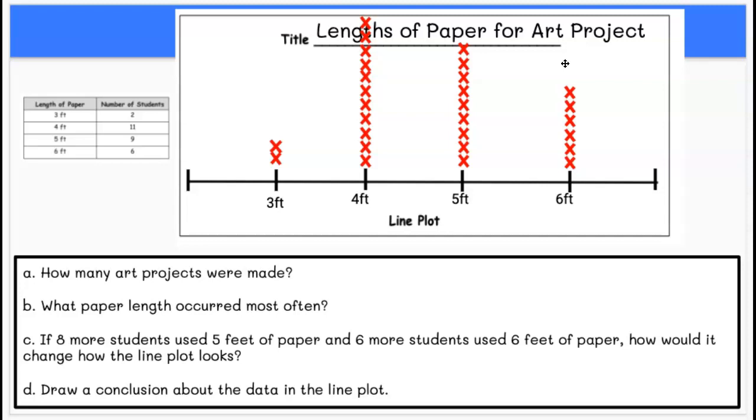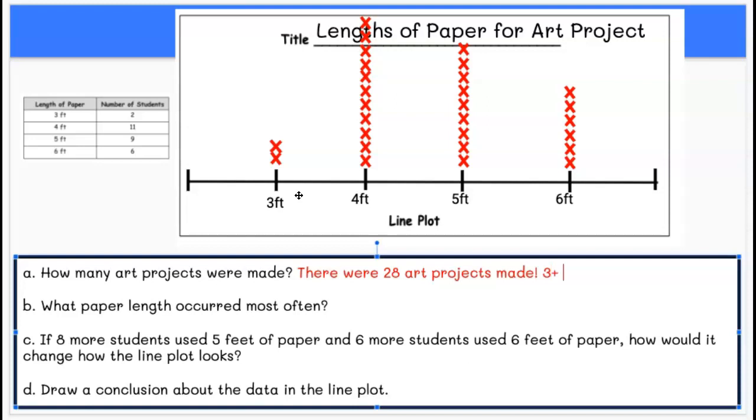So there were 28 students in total because I counted up all my X's, and that's the amount of students who created an art project. So I'm going to answer my question, and I'm going to say there were 28 art projects made. Now I would recommend you probably write your addition equation problem down.